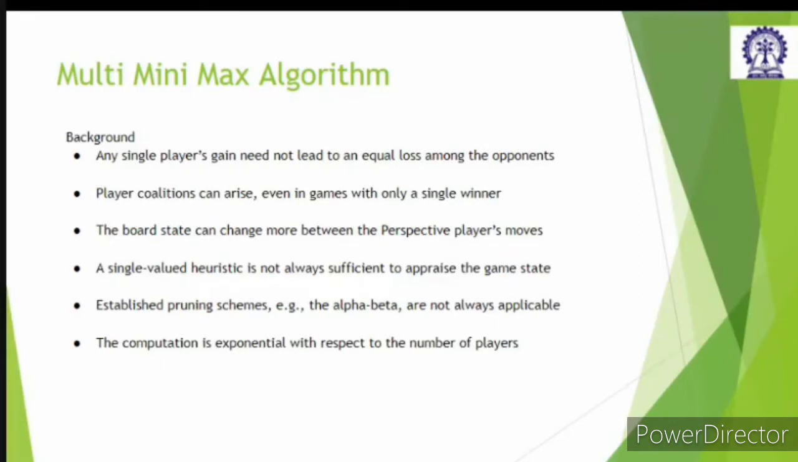A single valued heuristic is not always sufficient to appraise the game state. The established pruning schemes, for example, the alpha-beta pruning, are not always applicable. The computation is exponential with respect to the number of players. Despite these challenges, due to the historical success of Minimax with alpha-beta pruning in a wide variety of domains, substantial effort has been dedicated to extending it to the multiplayer environments with various levels of success.